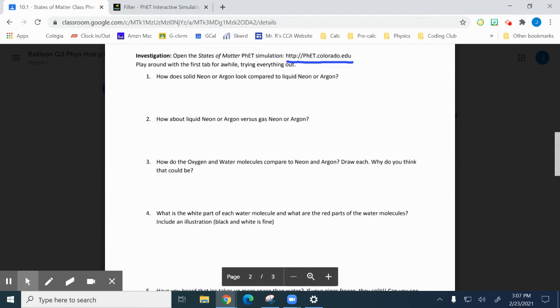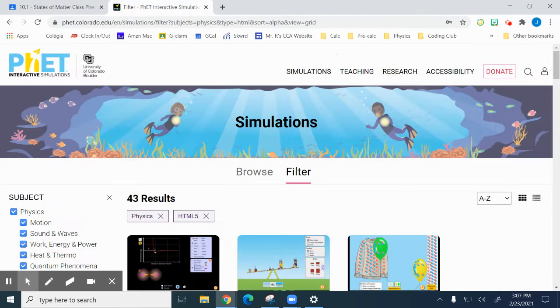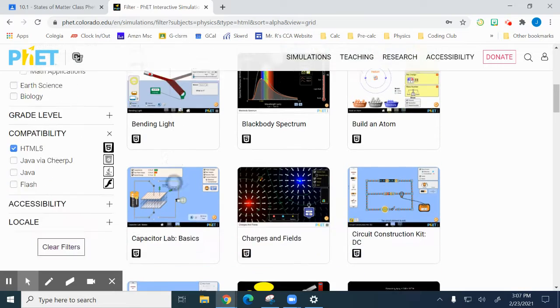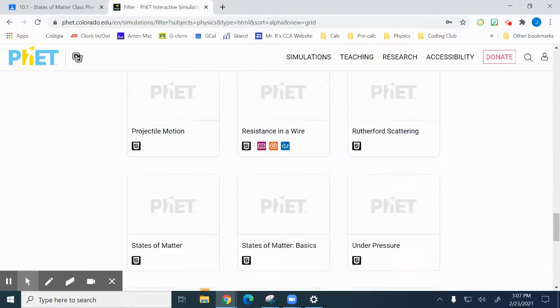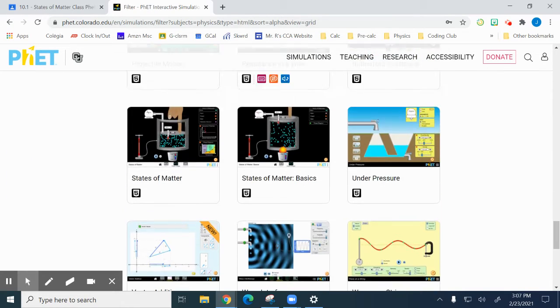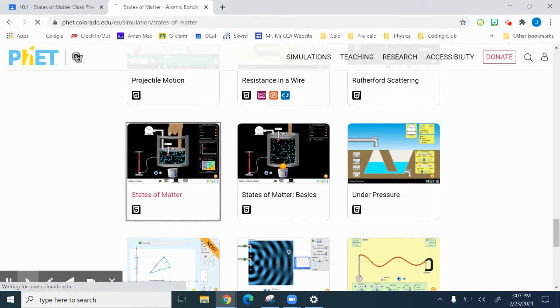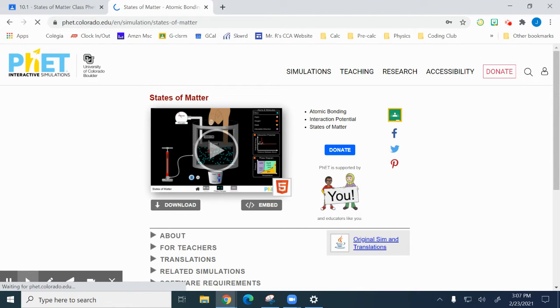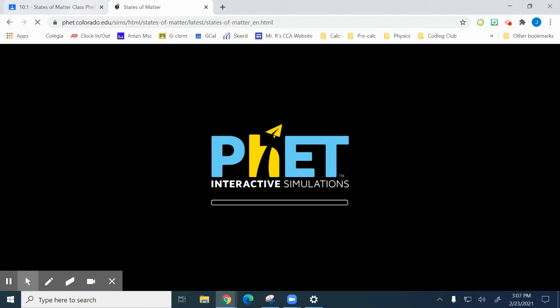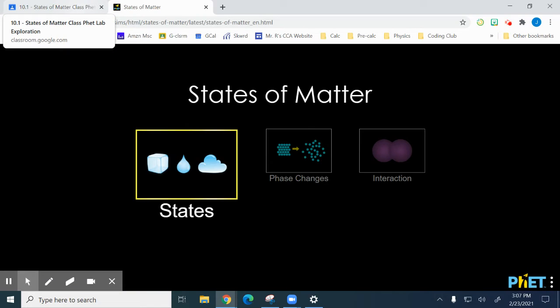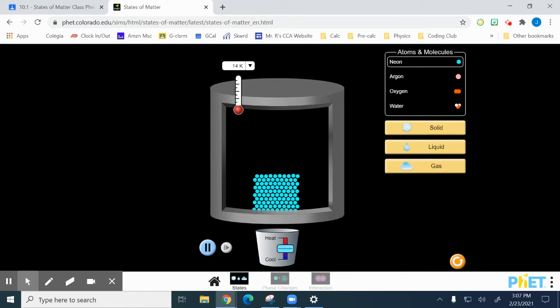We're looking for this lab. It's called States of Matter. So back over here, scroll down, look for a lab called States of Matter. They're in alphabetical order. There is States of Matter. So we'll click on it. And then it'll bring up the page. And then it's got all this stuff. And we're going to click on it again right there to actually open up the lab. And then we're going to hit states, I think is what we're going to start with.